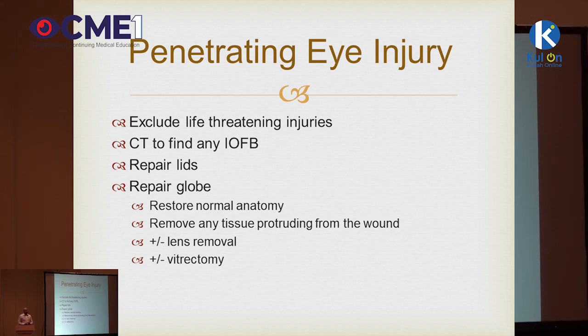If someone has a penetrating eye injury, again, the most important thing here is to get a CT scan of the orbits to exclude an intraocular foreign body. And CT scans are very safe and very easy to get hold of, so there's really very little reason that you wouldn't get a CT scan done.